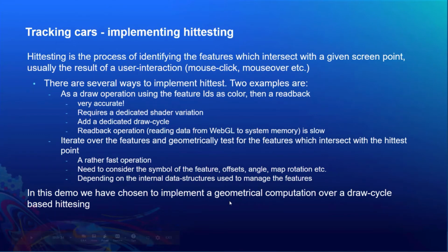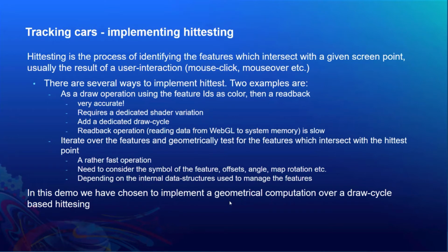We also implement hit test, as I've shown in the demo. There are several ways to implement hit test; there's way more than one technique. The two primary techniques that we're using in the API: one is through a draw method, where we're drawing the information using the ID and then reading it back to system memory, and then looking for the relevant IDs that have been given back, and so on.